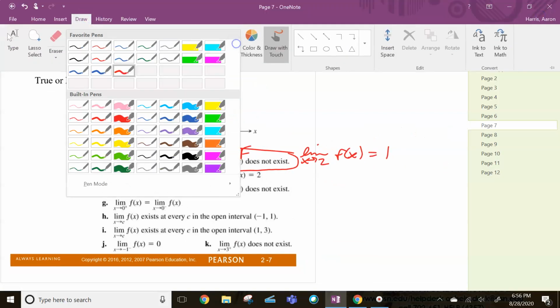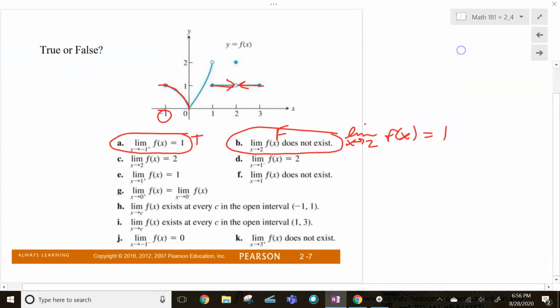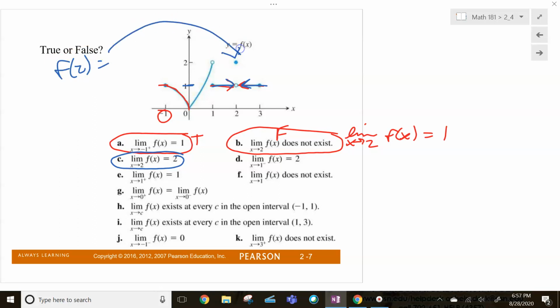Let me go a different color here. Overall limit here. Limit as x goes to 2. So from both sides as I approach 2, the limit is 2? No, we just said from both sides our limit was what? 1, not 2. The functional value, f of 2, that's 2. The functional value is 2, but the limit is not. That's false. The limit's 1.